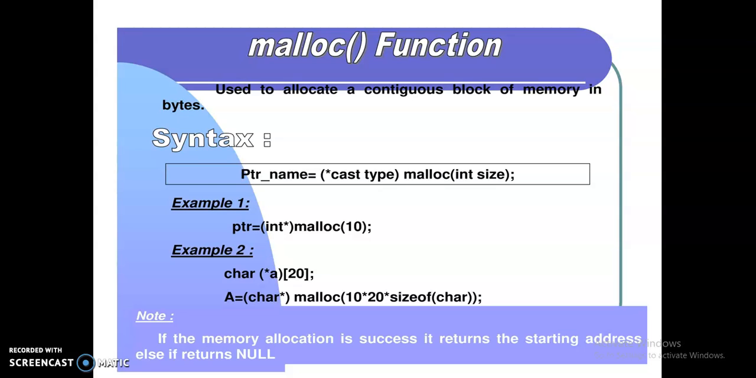So this is the syntax of the malloc function. It is used to allocate a contiguous block of memory in bytes. The syntax is given here: pointer name is equal to cast type malloc integer size. This is example 1. The cast type is integer, malloc, and the size of the memory allocation is 10. So 10 memories are allocated here. Here this is character star A, and the size of the array is 20.